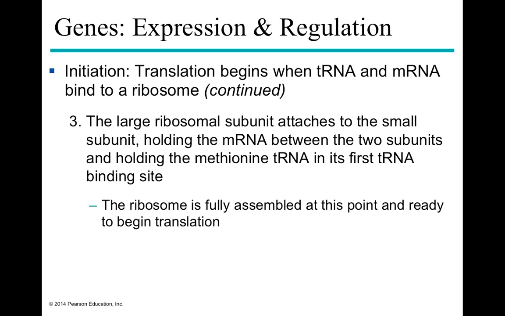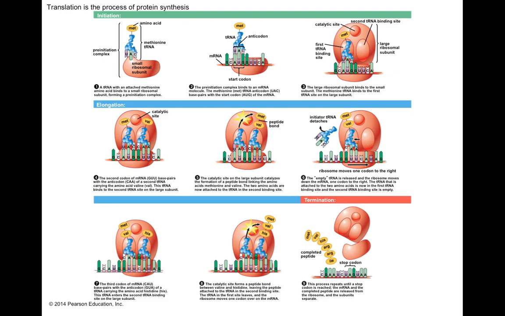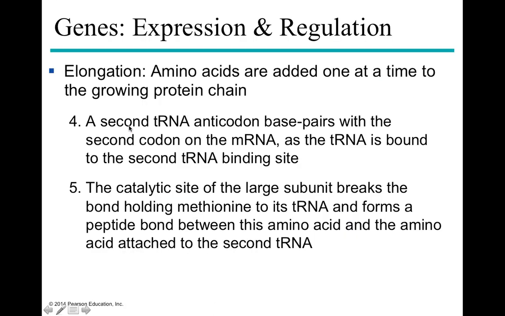So once the ribosome is fully assembled and ready to begin translation, it looks like this. Everything we just talked about was getting here. First, the mRNA and the tRNA are all going to bind. So first we have the small ribosomal subunit and the tRNA, then the mRNA comes in and binds, then the large subunit sits on top, and now we are all ready to start. Okay, then we'll enter into elongation.